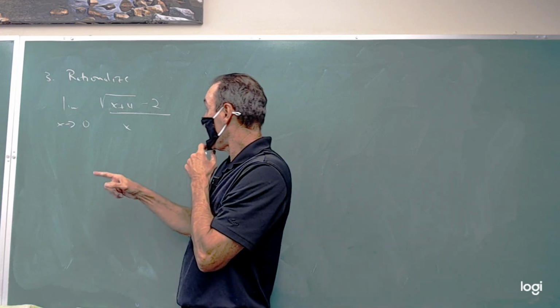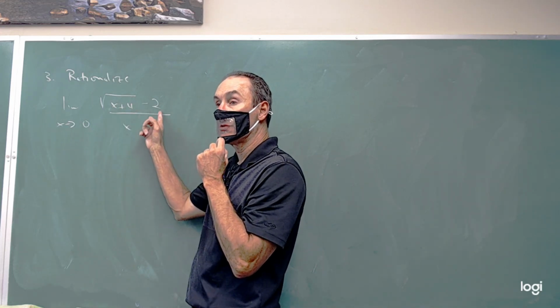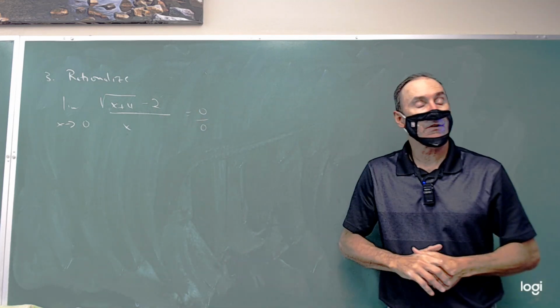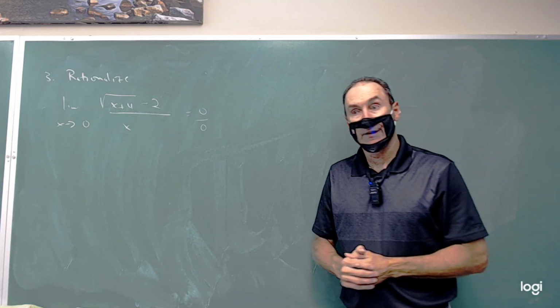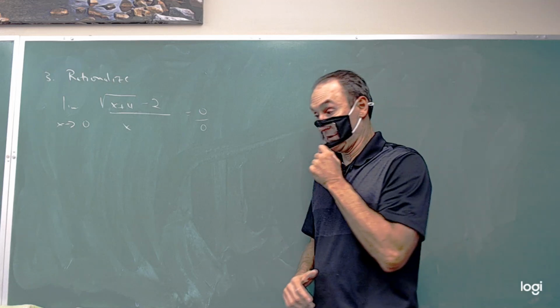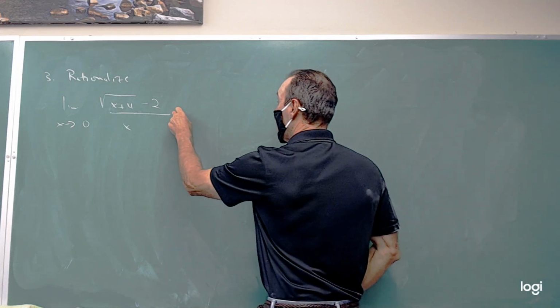We put in 0. 0 plus 4 is 4. Square root of 4 is 2. 2 minus 2 is 0. 0 on the bottom. Uh-oh, there's our dreaded 0 over 0 indeterminate. I don't know how to factor square root of x plus 4 minus 2, so that's not an option. Here is our next option.